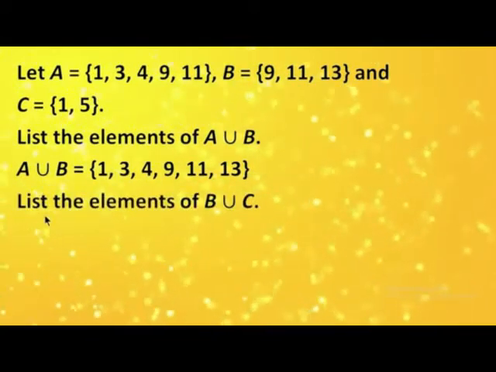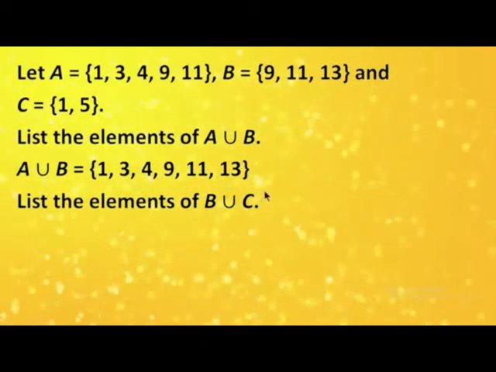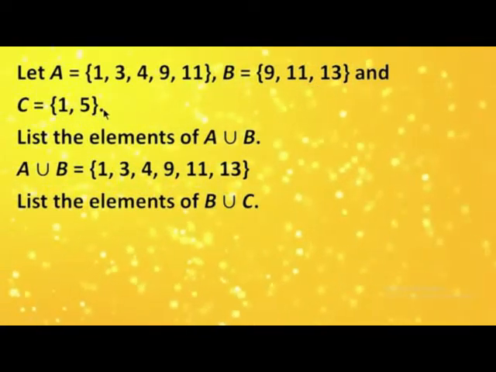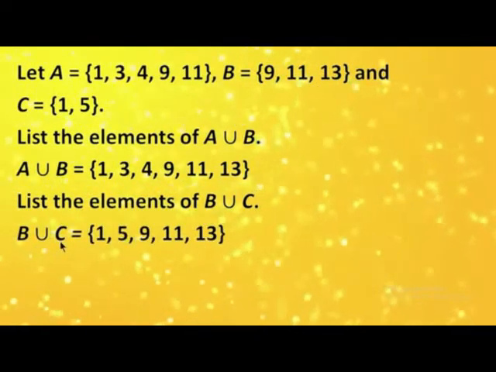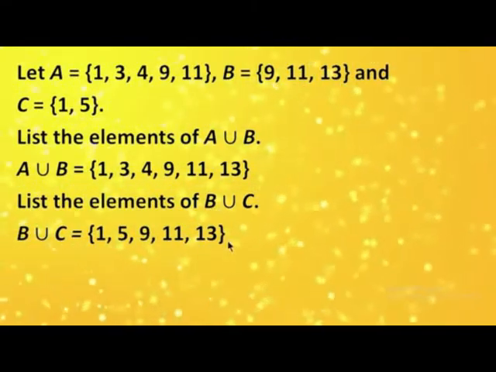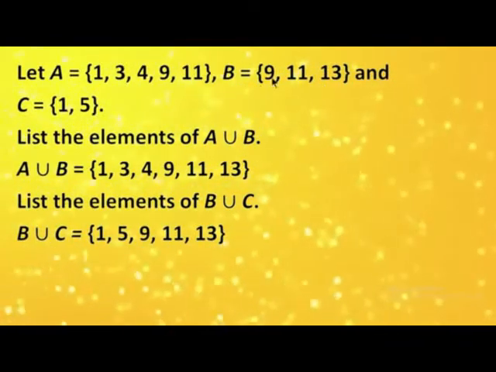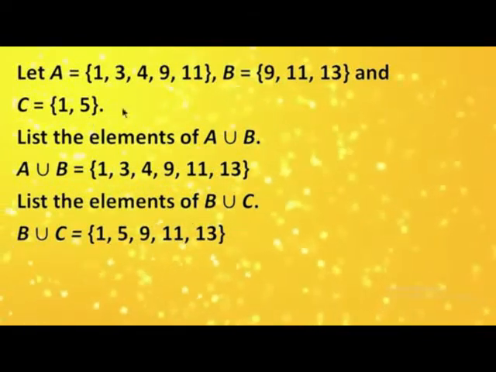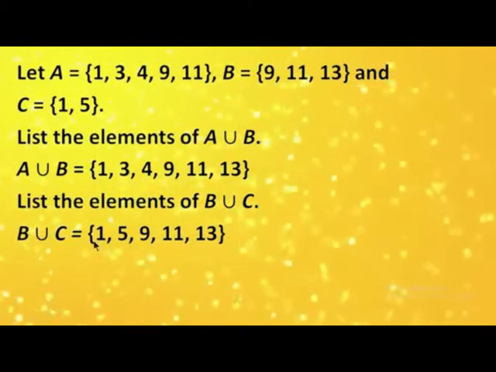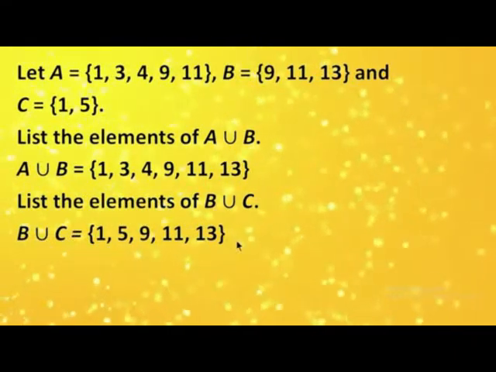How about the elements of B union C? That means all the elements of B plus all the elements of C. This is the elements of B and this is the elements of C. So the elements of B union C are 1, 5, 9, 11, 13. As you can see, there is no common element between B and C. That's okay. That means you don't have to choose one of the elements that belong to both sets. Just list the elements of B plus the elements of C and you will get B union C.